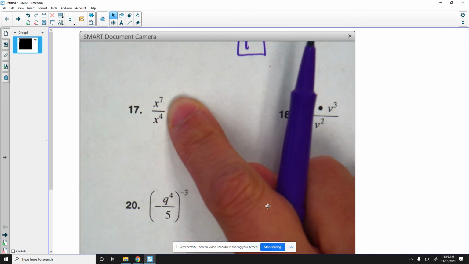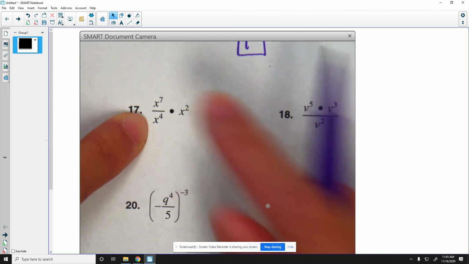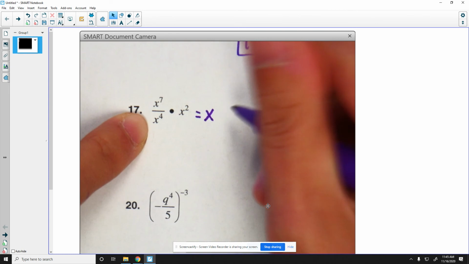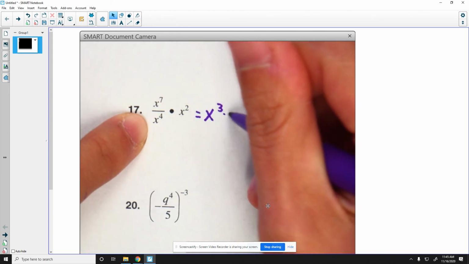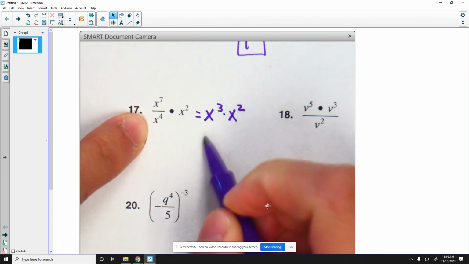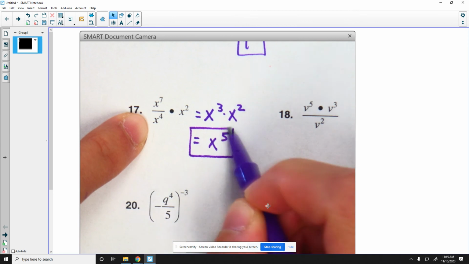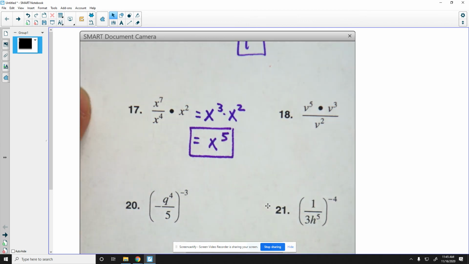Okay, so here's a new rule. When I divide them, what do I do with the exponents? Subtract them. Thank you. So I get x to the 3rd times x squared. Now what do I do with the exponents? Add them. So my final answer is x to the, good job, 3 plus 2 is 5.